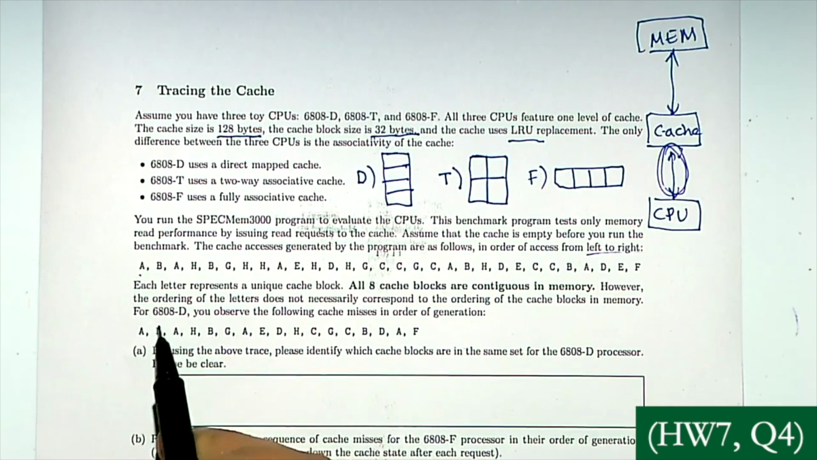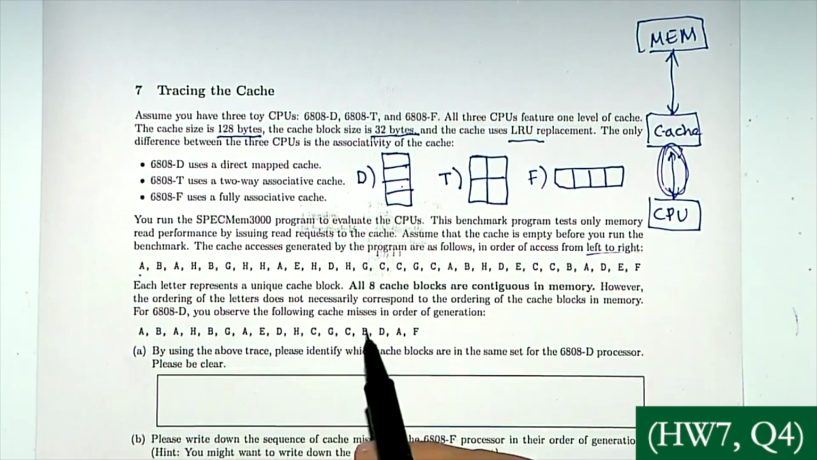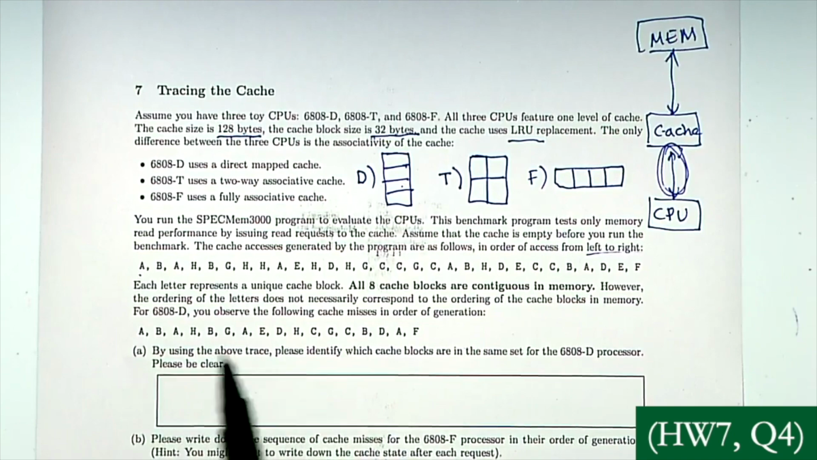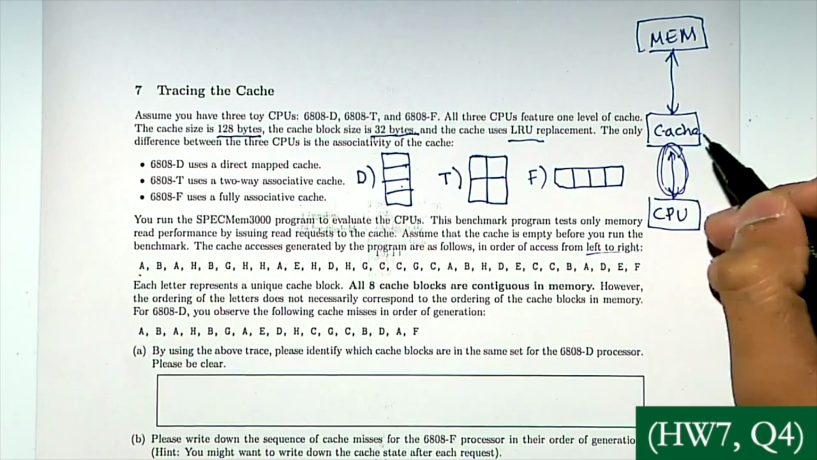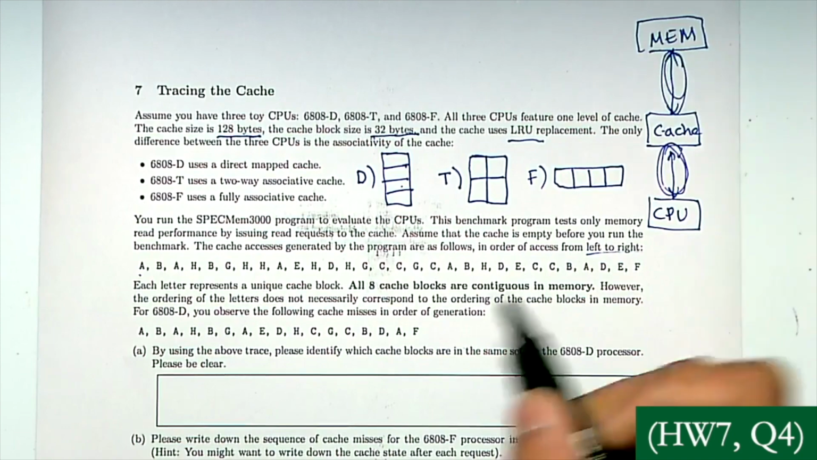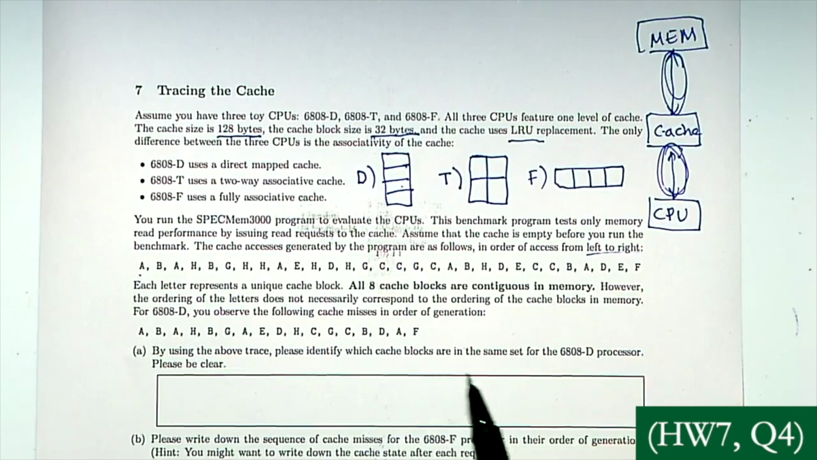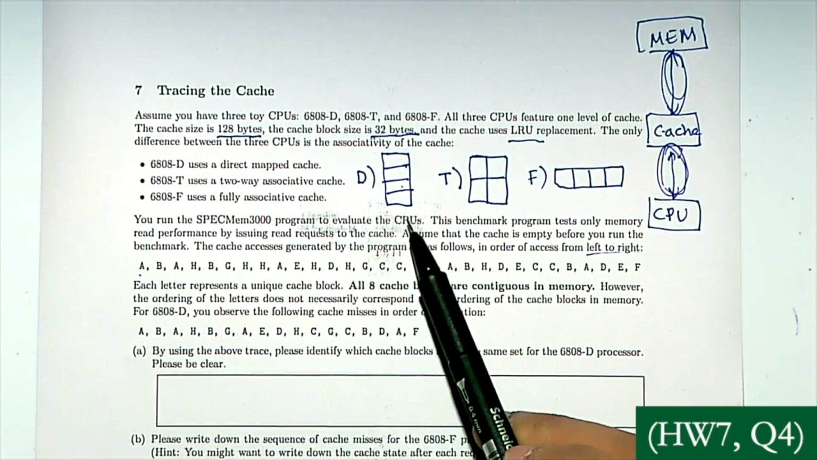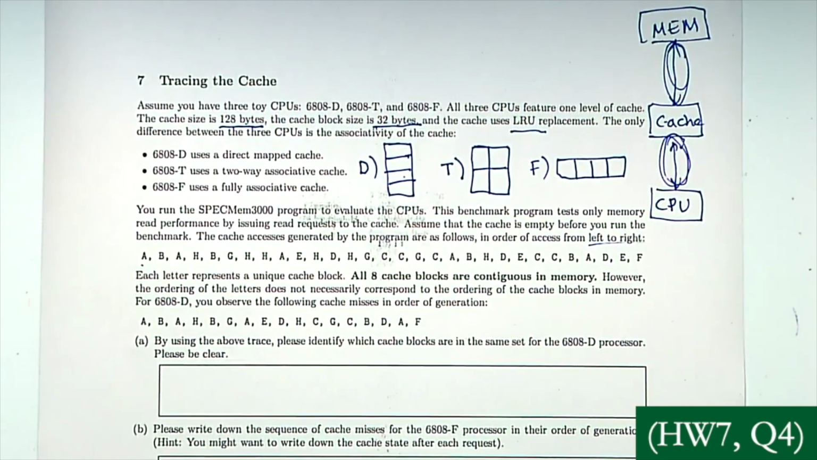Then we're given that for the D cache, the direct mapped cache, we observe the following sequence of cache misses in order of generation. Cache misses are when the CPU requests from the cache, but the data does not exist in the cache, and so the cache has to go out to memory to get the data. So the misses are what's going on this bus. Using these traces, we want to figure out which cache blocks map to the same set for the 6808D processor.